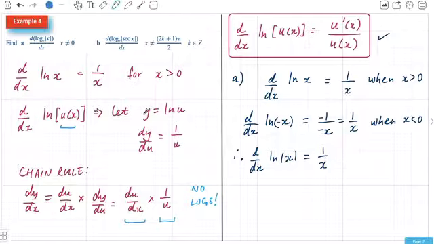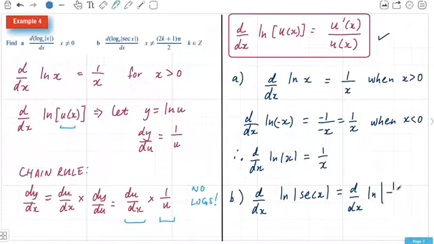Okay. For the next one, for b, we've got the derivative d dx of natural log of sec x. What we have to do is remember what sec x actually is. What is sec? Well, sec is 1 over cos, and we've got the modulus signs around this because the log has to be a positive number.